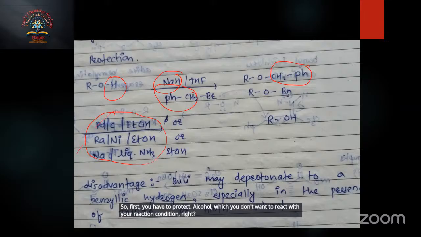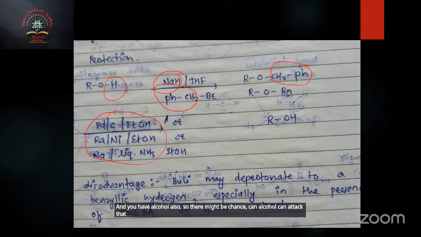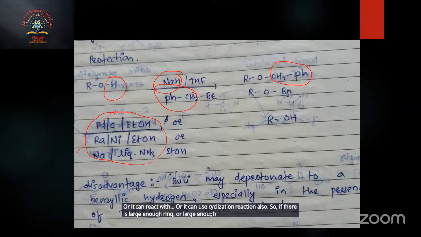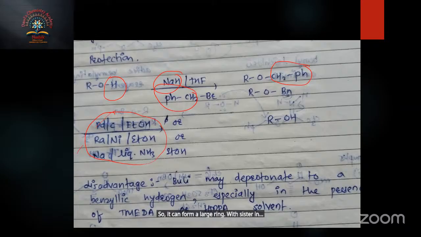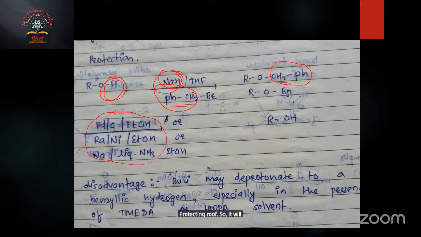If you have alcohol, ketone, and also an acidic functional group, you have to do the reaction at the acidic functional group, and you have alcohol also. There might be a chance the alcohol can attack that electrophile, or it can give a cyclization reaction also. If there is a large enough straight chain carbon, it can form a large ring involving ester formation. So if you use alcohol protection, for example, we have taken sodium hydride and benzyl bromide as a protecting group. So it will form benzyl protection.